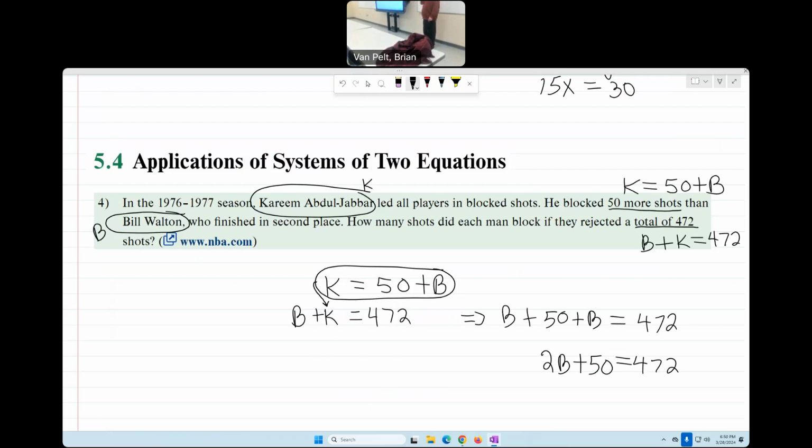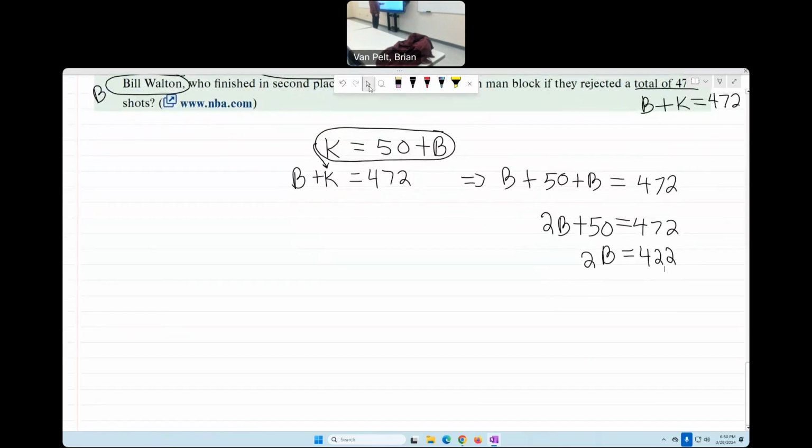So what would you do next? Subtract 50 from each side, so you get 2b equals 422. Divide by 2. We get b equals 211. So b was equal to 211.